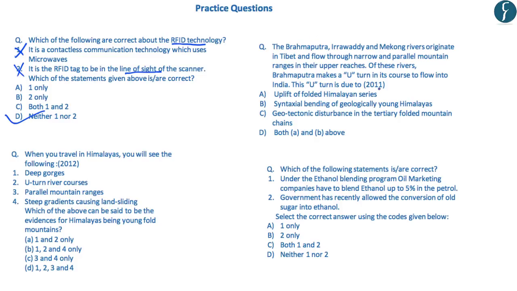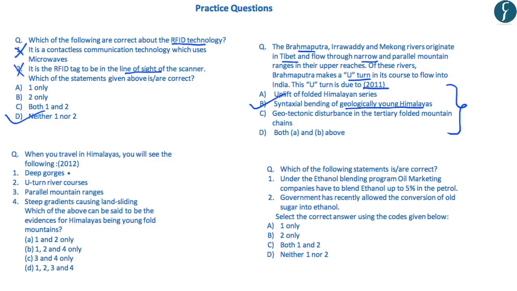The next question is from the preliminary examination of 2011 and it reads, the Brahmaputra, Irrawaddy, Mekong, Ganga rivers originate in Tibet and flow through the narrow and parallel mountain ranges in their upper reaches. Of these rivers, Brahmaputra makes a U-turn in its course to flow into India. This U-turn is due to. So the correct answer here is that this U-turn is because of the syntaxial bending of geologically young Himalayas. So this is a particular characteristic of the Himalayas which has been created because of plate tectonics and converging of the Eurasian plate with that of the Indian plate. Hence the correct answer is B.